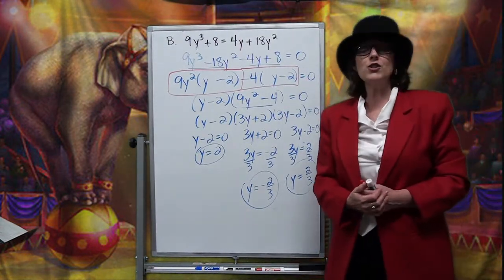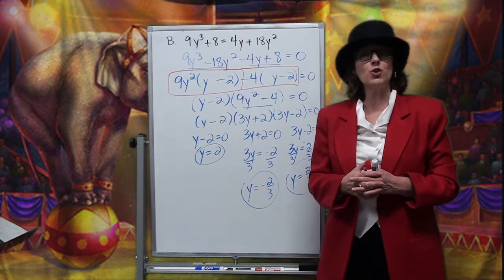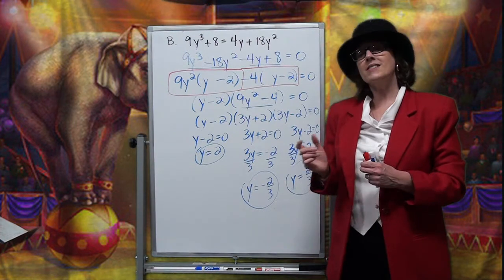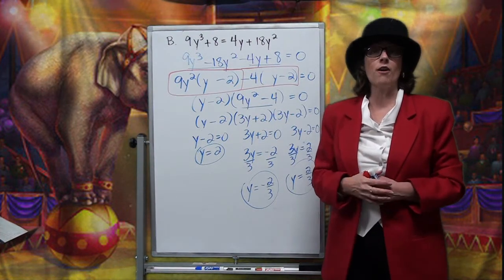So this is how you solve your polynomial equations, degree 3 or higher. You set it equal to 0, and then you factor, factor, factor, set each factor equal to 0, and then you take off with that.